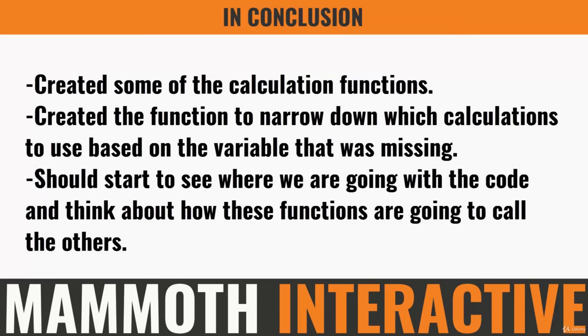Okay, so now we have created some of the calculation functions in Android. What we did is we first created the function that will start to narrow down the amount of calculations to use based on which variable was missing. So we will have chosen a missing variable, and then we will have chosen a calculation to perform. This first function is going to narrow down our list of choices based on which of the missing variables we chose. By now you should start to see where we're going with this code and think about which functions are going to call the others and how they're going to work. We also set up a bunch of skeleton functions, so we haven't actually implemented them yet, and we'll go ahead and implement them right away.